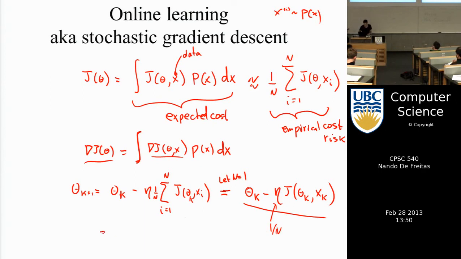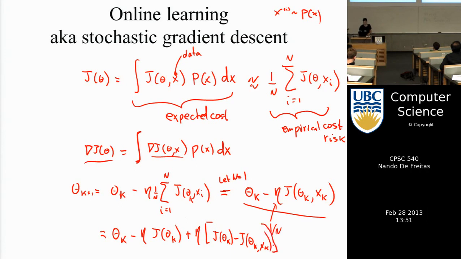To give you more intuition, you can write this as theta k minus eta times the gradient of J of theta k, plus eta times the gradient of J of theta k minus the gradient of J of theta k comma xk. What I did in this line is I subtracted eta times the gradient of J of theta k, which is the expected gradient, and then I added it. So I added and subtracted it. The reason why I did that is because then you can see that this here is the true gradient. That is, there is no uncertainty because of the fact that I haven't seen all the data.